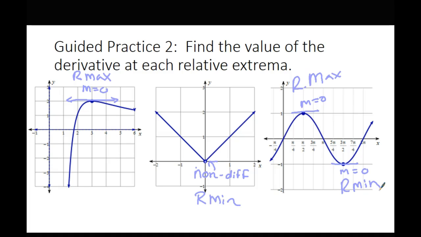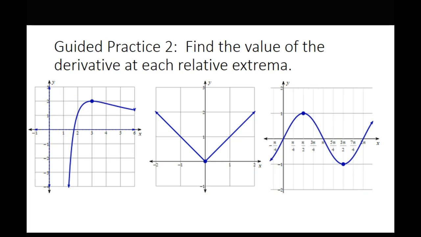For the cusp, what do we put? Do we put non-differentiable? Yeah. Can we put does not exist? Yeah, I guess so. It's just a little more descriptive to say non-differentiable. You could say the slope does not exist, but you might want to define that.